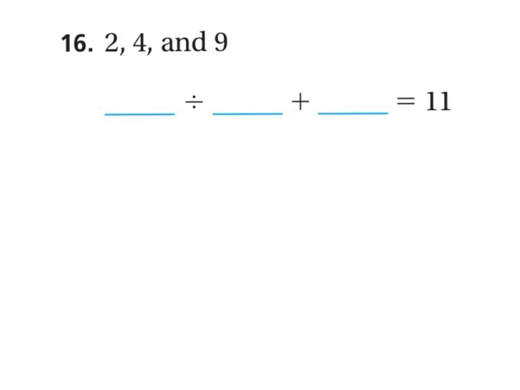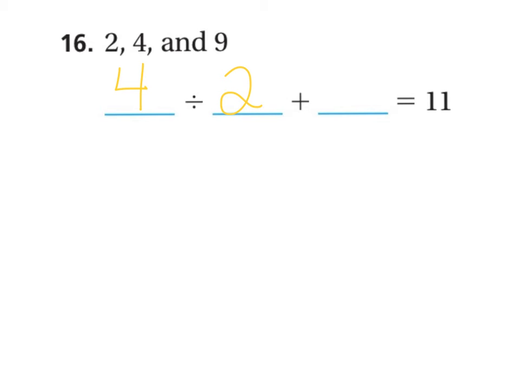Number 16, I see division and I see addition. I know division is going to come first. So whenever I look at my numbers, I can't divide 9 by 2 or 9 by 4. So it should be pretty obvious that we're going to divide 4 by 2. Those are the only two numbers that divide evenly into each other.